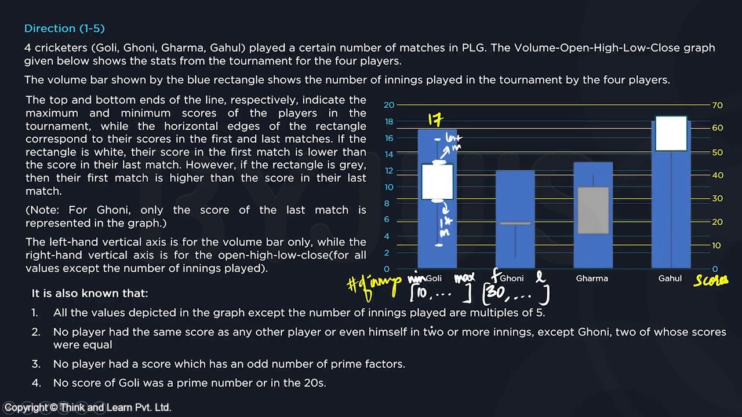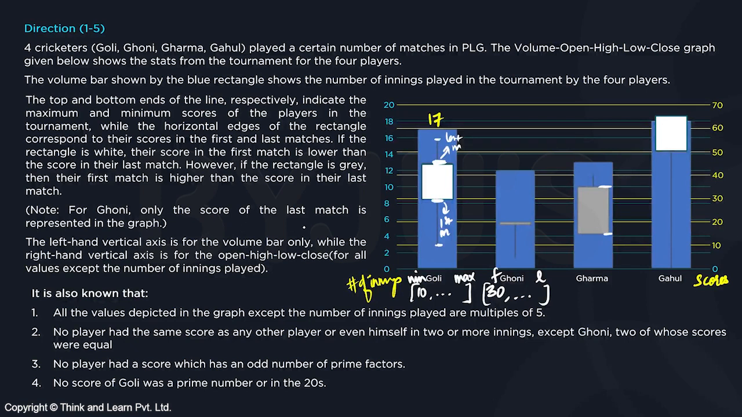So we have two components here. The number of runs scored by Goli, those runs are categorized as minimum, maximum. And the second is in the first match, how many runs did he score? And in the last match, how many runs did he score? The minimum, maximum can be a part of the first and the last match, or it may not. Now, however, if the rectangle is gray, if you look at Gharma's rectangle, it's gray. In the first match, he scored more than in the last match. So the first match score is going to be between 30 and 40 and the last match is going to be between 10 and 20.